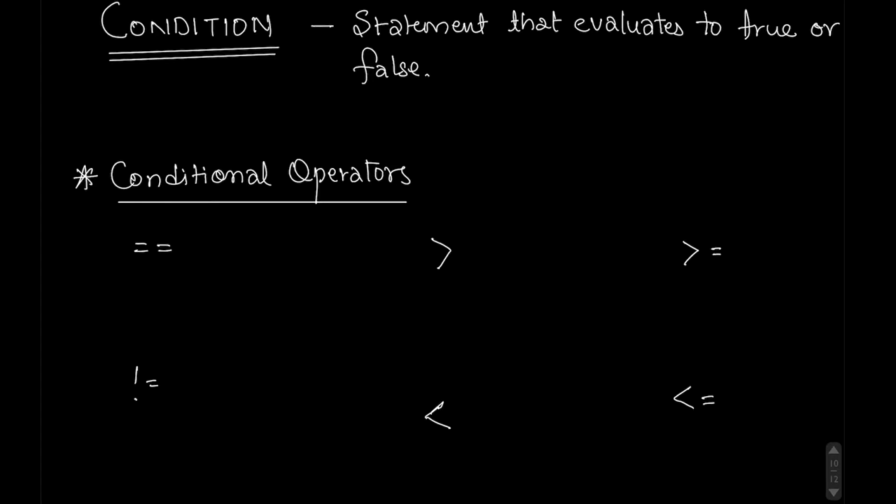Now that we have seen what conditional flow is, we'll talk about condition. So condition is basically a statement that evaluates to true or false. Remember, while we talked about data types, we talked about a specific data type called Boolean, which can store only two types of value, true and false. So we can store the result of a condition in a Boolean data type.